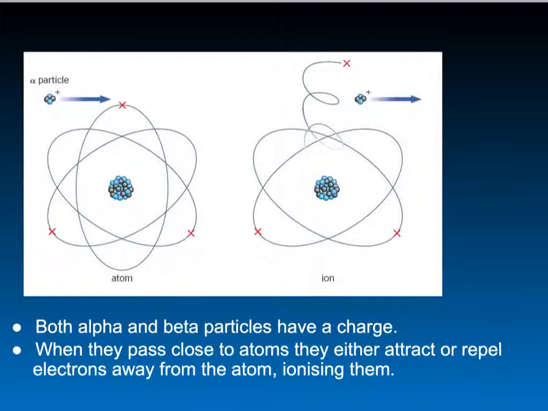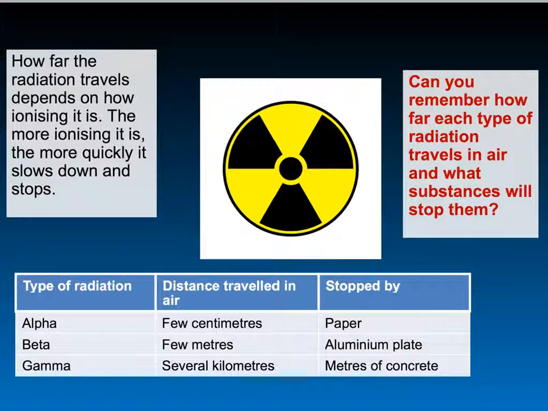Alpha particles have a greater mass and a greater charge. This makes them the most ionising form of radiation. How far radiation can travel depends on how ionising it is. The more ionising it is, the more quickly it can slow down and is stopped.